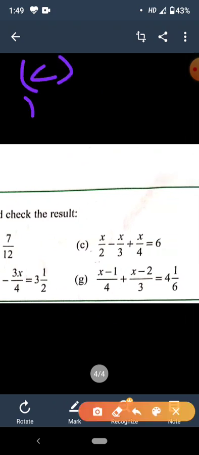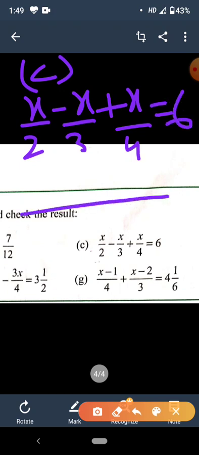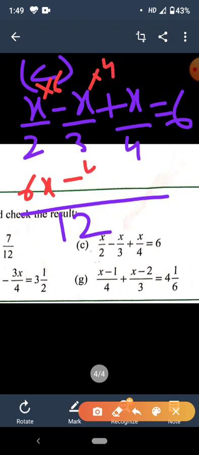x upon 2 minus x upon 3 plus x upon 4 is equal to 6. So what you have to do? You have to take the LCM of 2, 3, 4. The LCM will be 12. Now divide 12 by 2. It is 6. So multiply it by 6. It will be 6x. Divide 12 by 3. It is 4. So multiply it, 4x. Then divide 12 by 4. It is 3. So it is plus 3x.